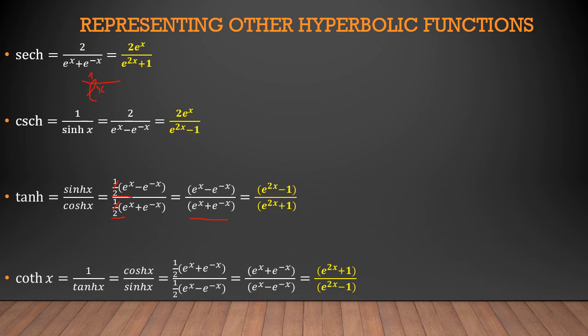Now coth x is obviously 1 on tanh. That means we're simply reciprocating the tanh that we had. Reciprocating, we have cosh x on sinh x. Just changing the sign, the halves still cancel, and now we have e to the 2x plus 1 on e to the 2x minus 1. You can still use this as your coth x. So that was it for representing hyperbolic functions.